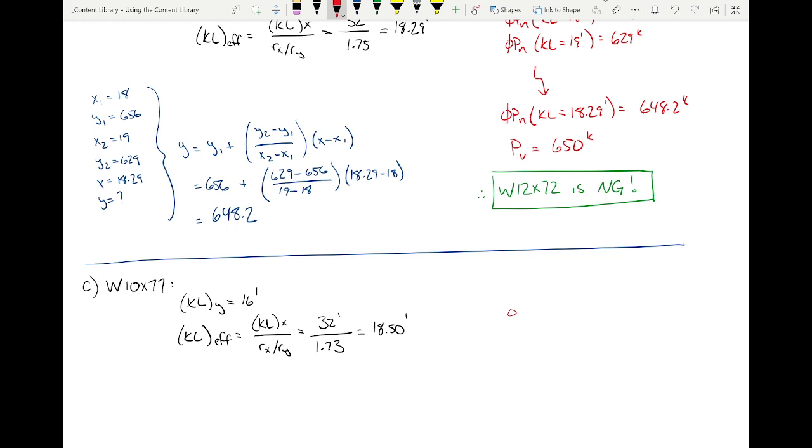So let's do that. phi Pn at KL is 18 feet. phi Pn at KL is 19 feet. Now I already hear some whispers because I think you all are probably getting my point here with this one, but let's just be formal with it. Let's just write it out. So what are we getting for 18 feet? 617. And what about for 19?